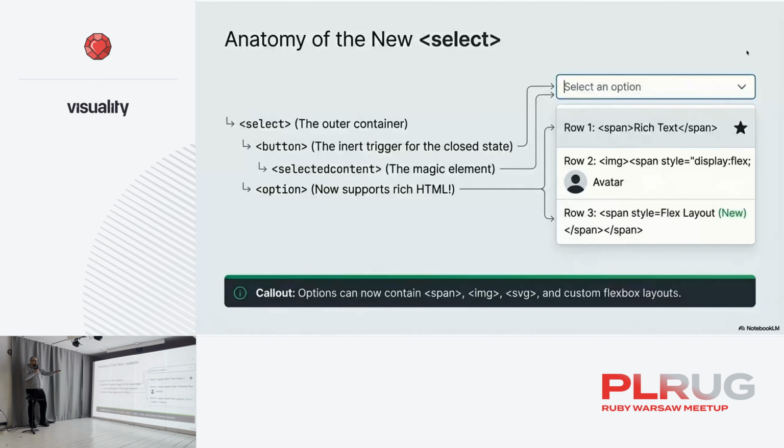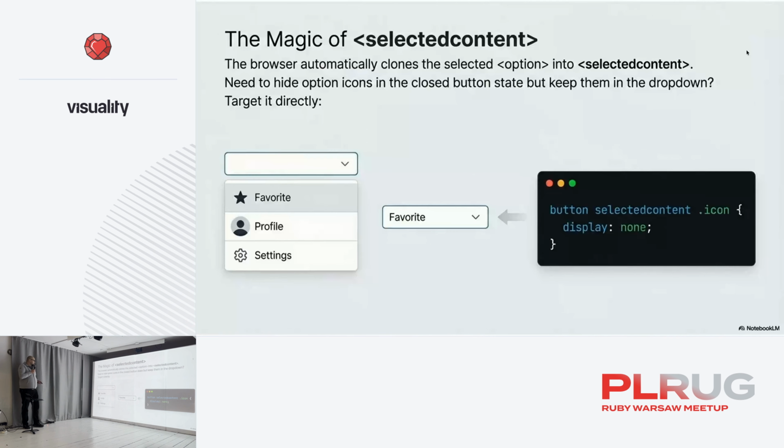And also, an option can have multiple children. For example, another div, another icon. You can place everything inside of an option tag. And as I said, selectedcontent is a magic element because it automatically clones a DOM fragment of the selected option tag. So it basically copies over what you selected from a dropdown.